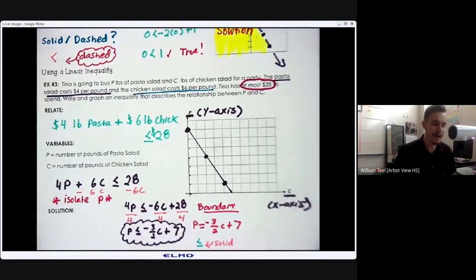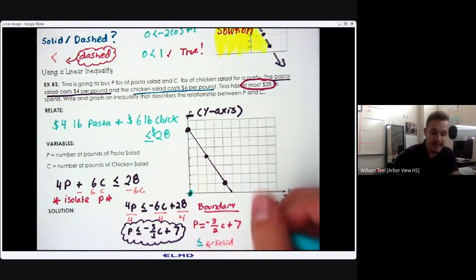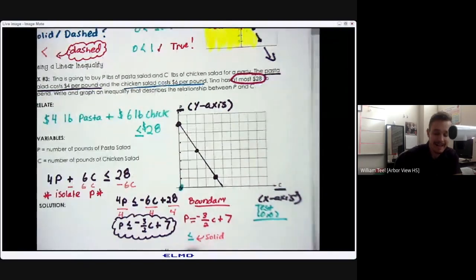Now I have to figure out where I'm shading. So there's a couple ways you can do this. First of all, you can recognize that we are looking at less than or equal to. So that means all of the shaded values need to be below the graph, or we could use a test point. So if we were to use a test point, let's say 0, 0, we're going to say testing 0, 0. And what this does is we are going to plug this in.